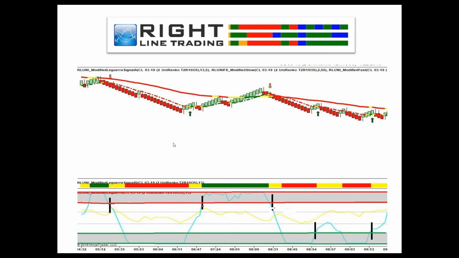Now, here's another move. Same thing, though. It looks a little more complex, but it's not. Here's the oscillator short. You can see that Laguerre crosses the 80 line, and you've got yourself a really nice short move. Now, here's another one right here. Crosses the 80 line, and you got another short move.